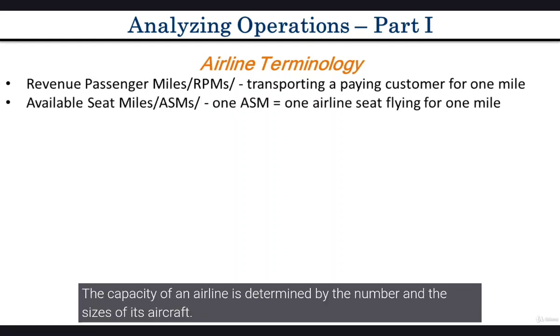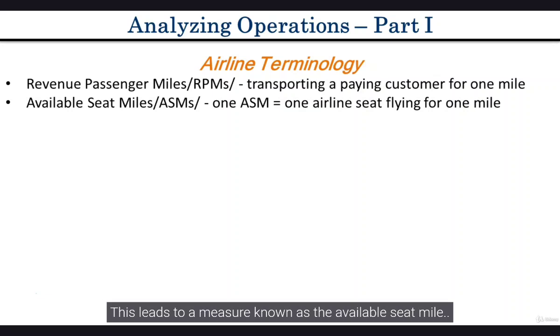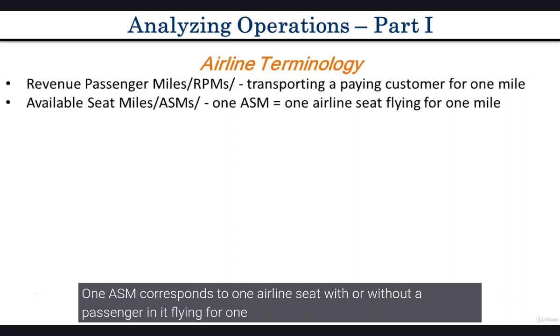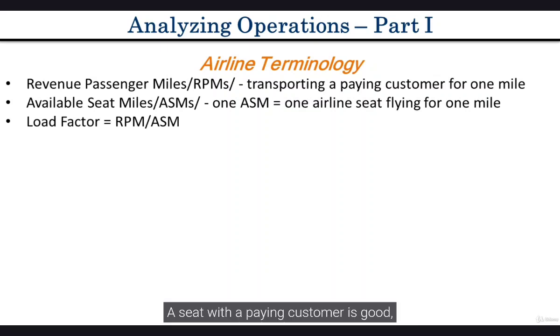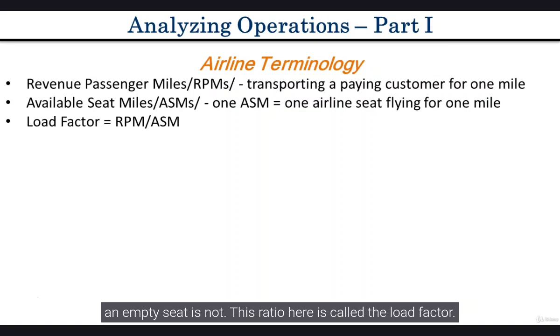The capacity of an airline is determined by the number and the sizes of its aircraft. This leads to a measure known as the available seat miles. 1 ASM corresponds to 1 airline seat, with or without a passenger in it, flying for 1 mile. Airlines only make money if they can turn their available seat miles into revenues per mile. A seat with a paying customer is good, an empty seat is not.